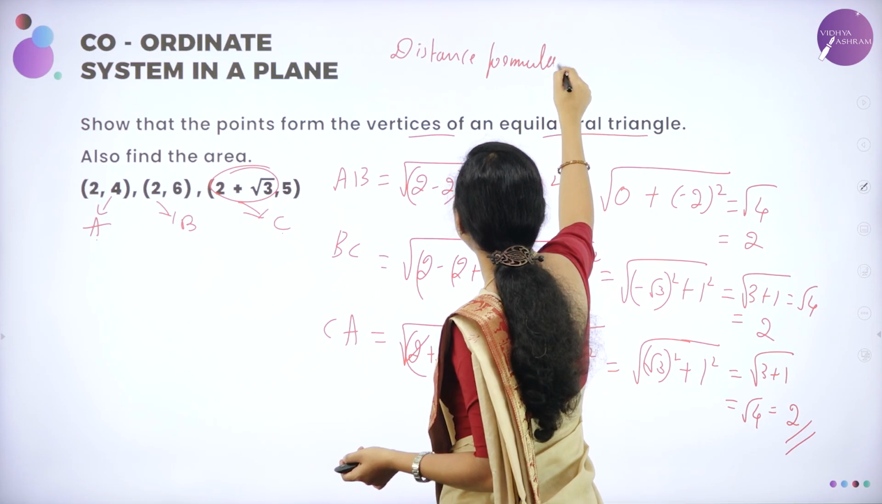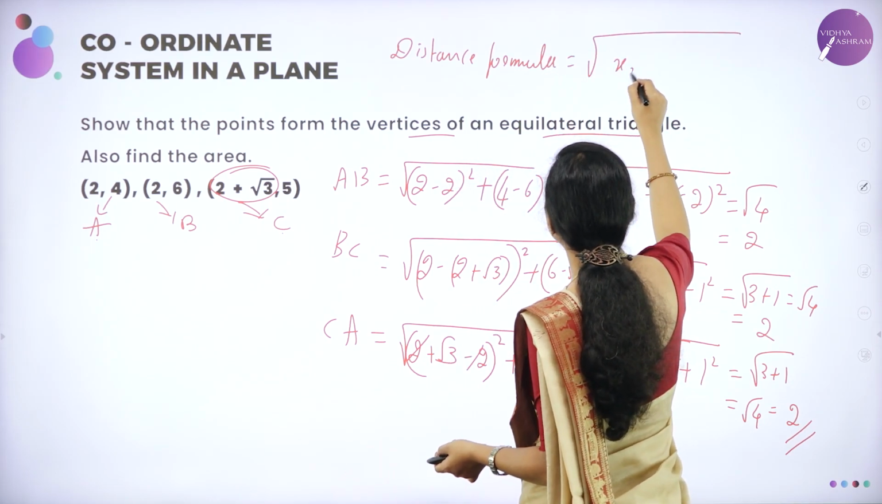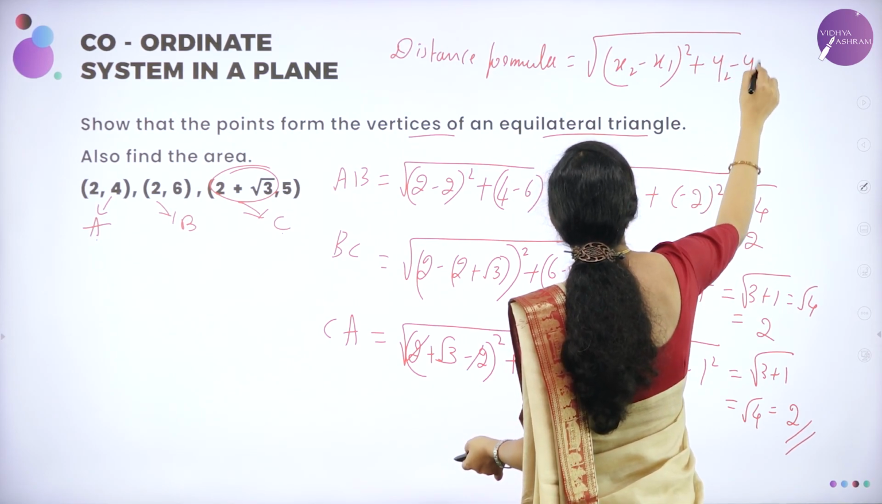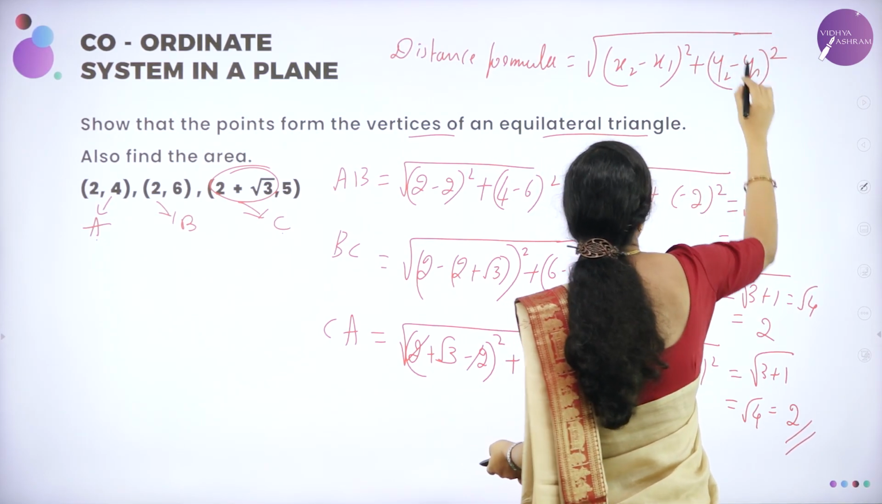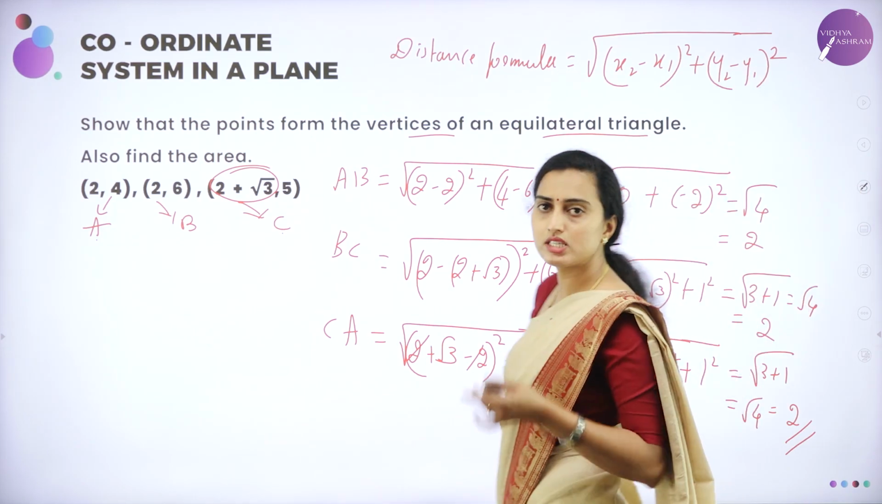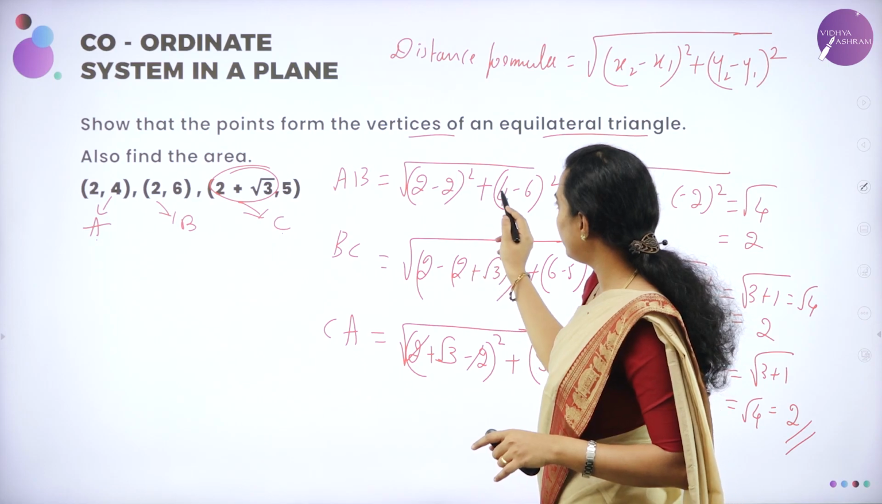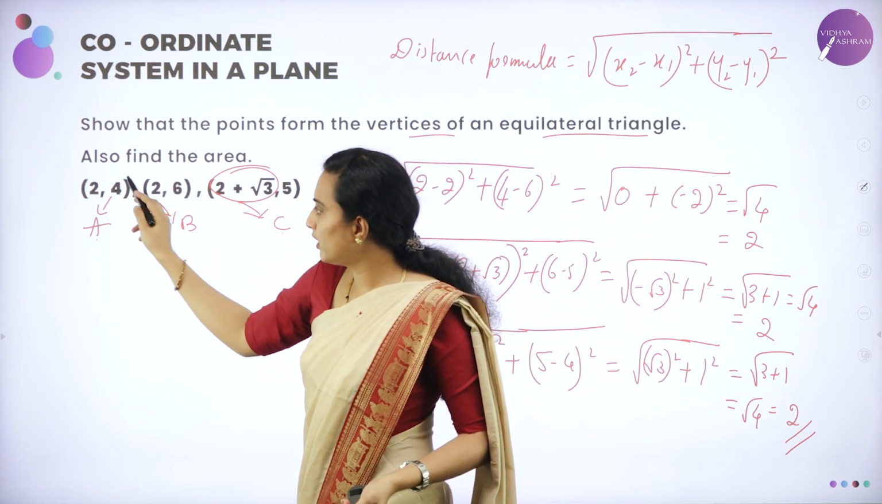Based on the distance formula only, that is square root of x2 minus x1 whole squared plus y2 minus y1 whole squared. This is the formula I am using to find this distance. This is x2 minus x1, y2 minus y1. Consider x1, y1, x2, y2.